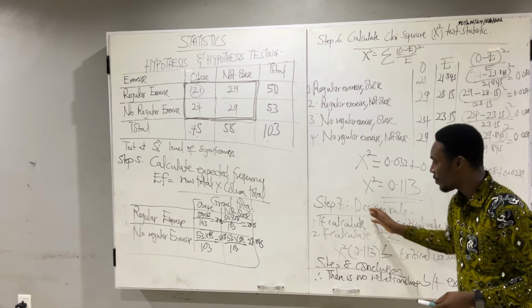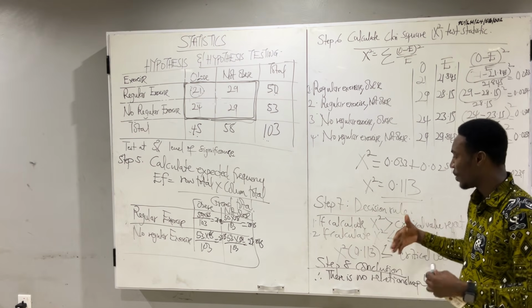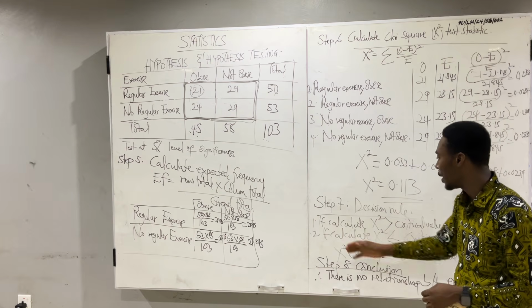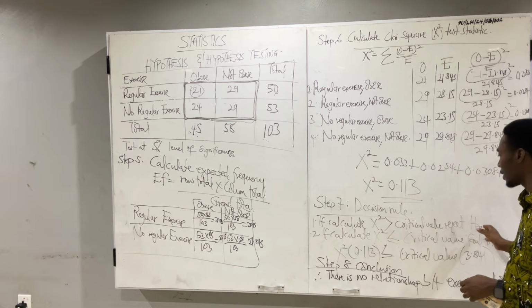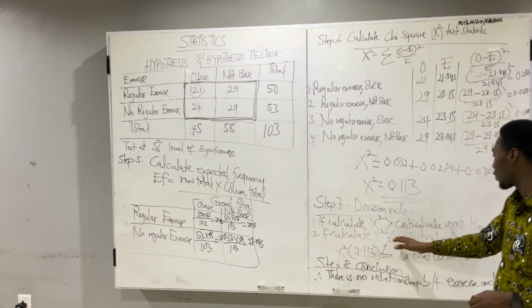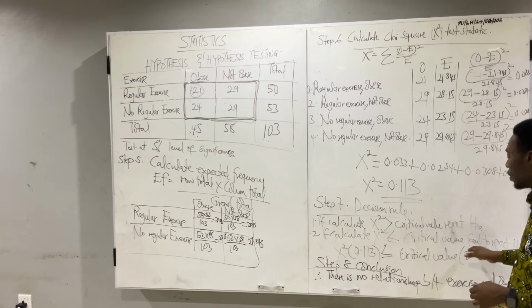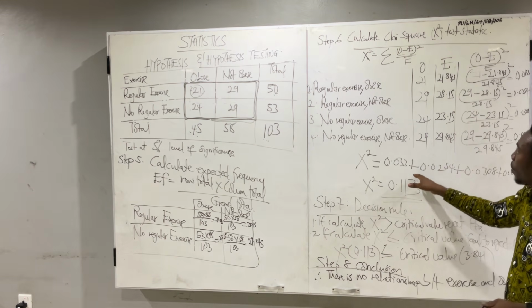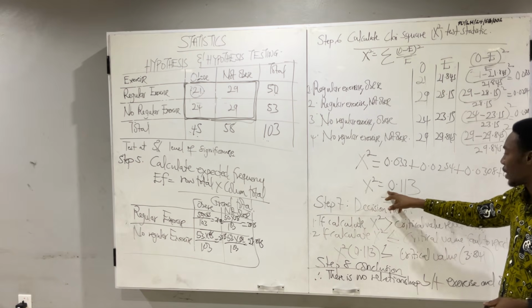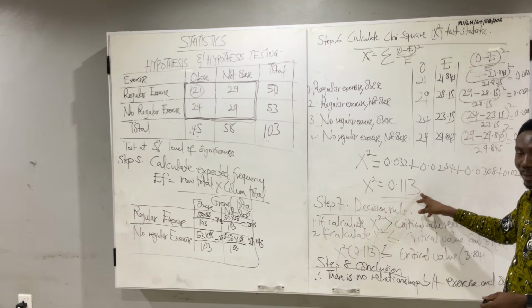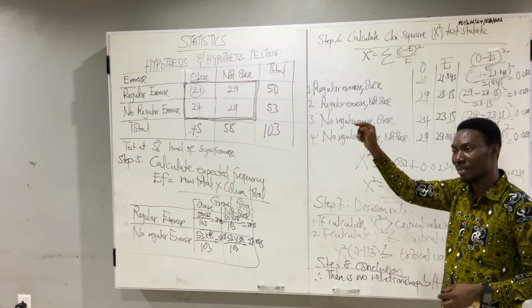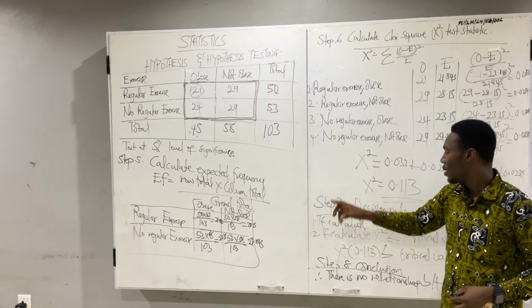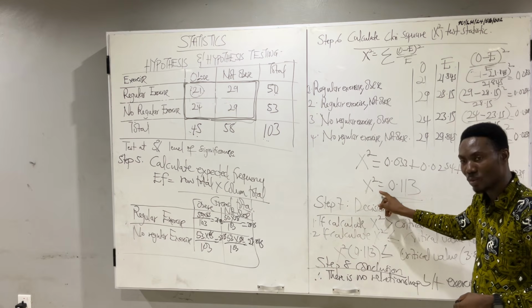So step 7 is the decision rule. How many decisions do we have in chi-square? There are 2 decisions. If the calculated chi-square is greater than critical value, reject H0. If the calculated chi-square is less than or equal to critical value, fail to reject H0. Then you go back to step 6. What did you get for the chi-square? 0.113. Then step 5: what did you get for the critical value? 3.841.